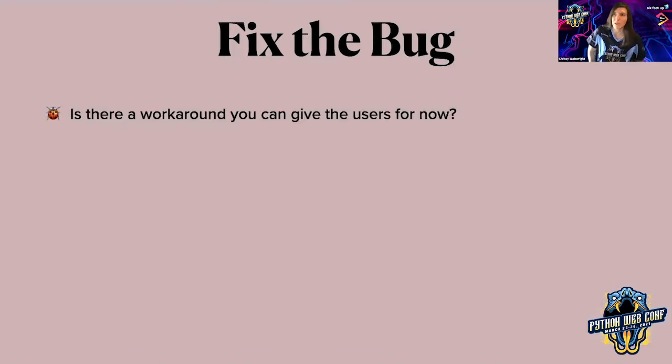So have an idea of how you're going to fix the bug, but it's not always easy to go through the process of doing a quick code fix that you can release right away. So think about, all right, is there a workaround that you can give the users for now? Is there something that you can provide as an immediate help while you're going and doing other things of fixing?